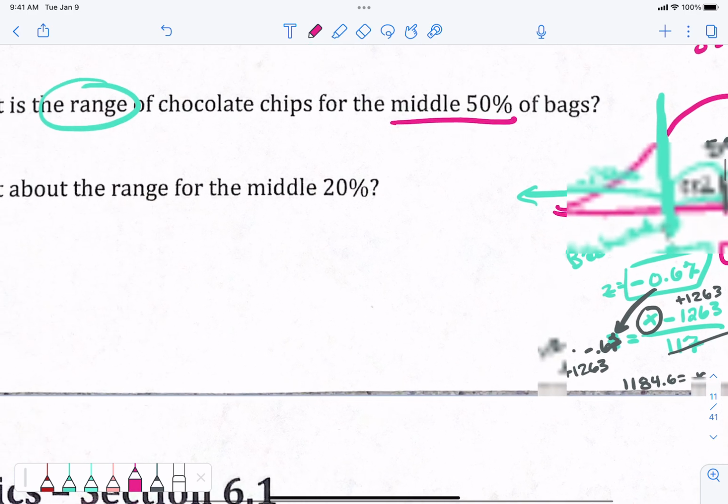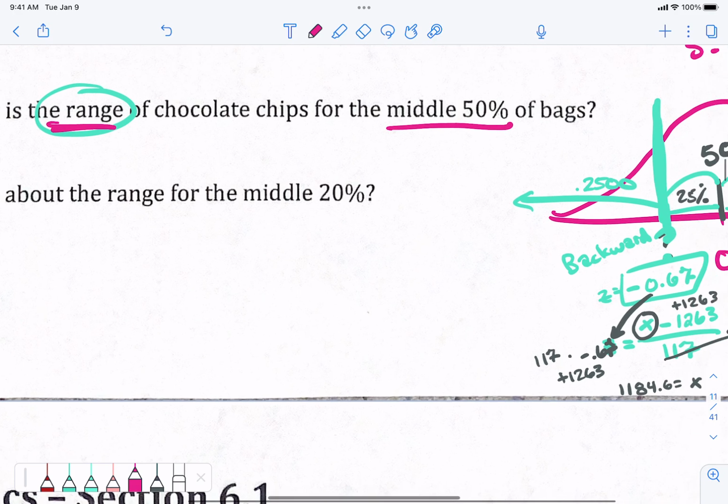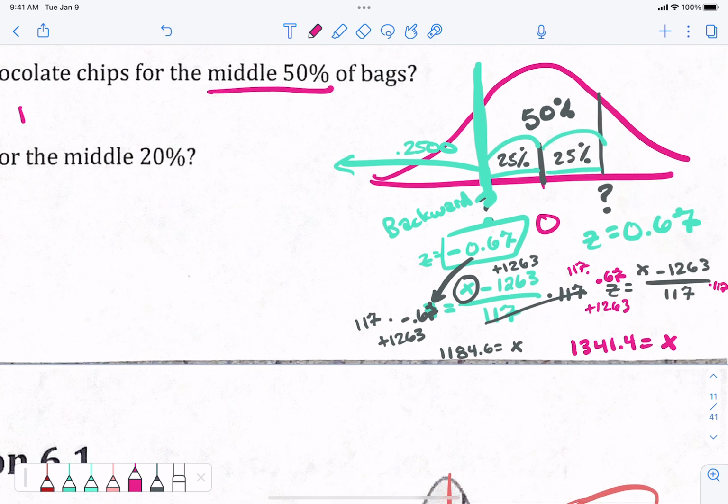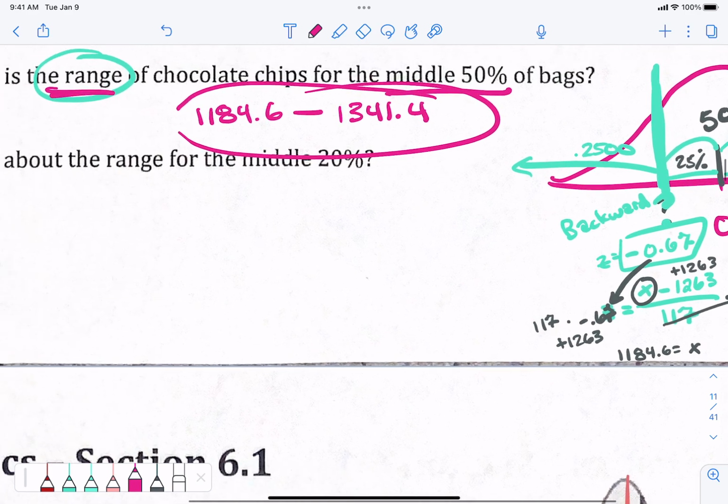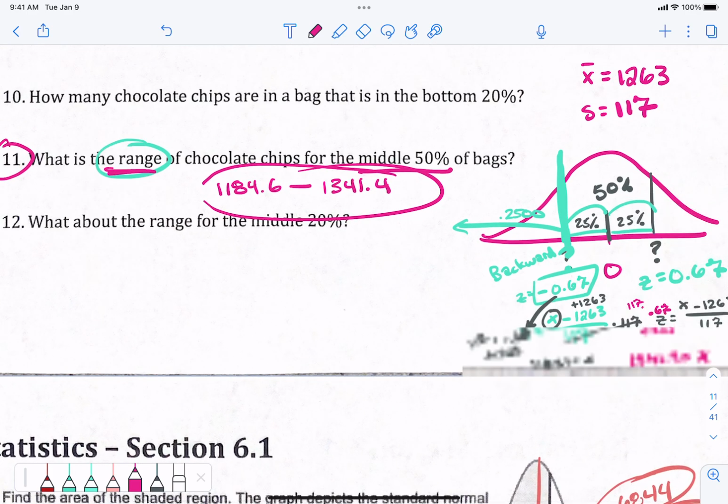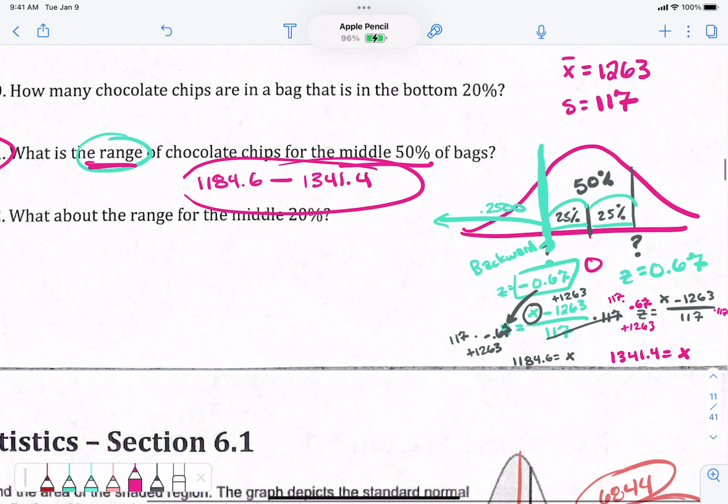So when it says, what is the range of chocolate chips that is in the middle? 1184.6 chocolate chips to 1341.4 chocolate chips. That is what you want for an answer. Got it? Those are the hardest ones because there are the most steps. Anybody have questions about how that works?